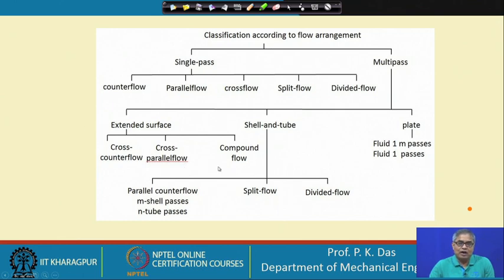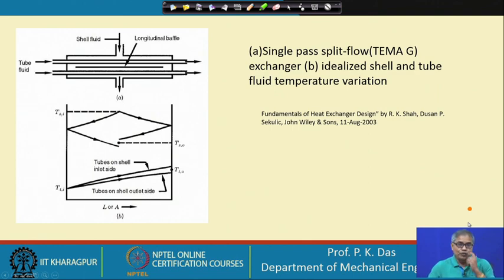All these things I have talked about earlier, and maybe as we proceed we will see some examples. And then in multipass we can have plate heat exchanger, where there could be some number of passes by fluid 1 and fluid 2. When we study the plate heat exchanger, we will try to explain that. I will try to give 2 examples.